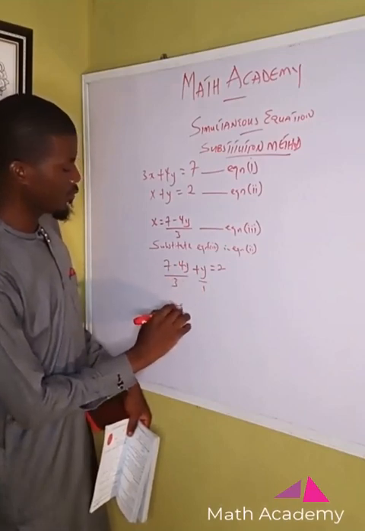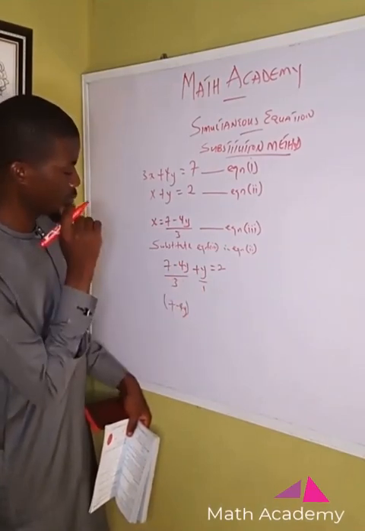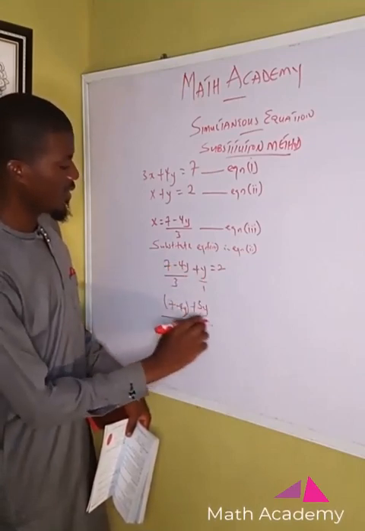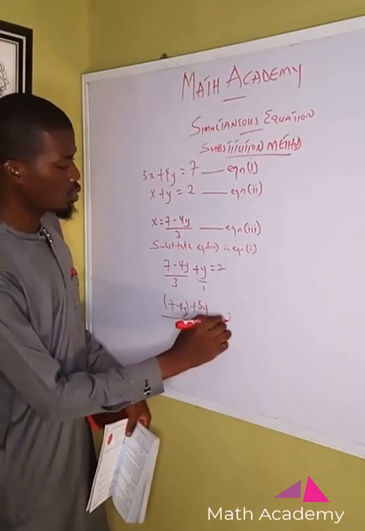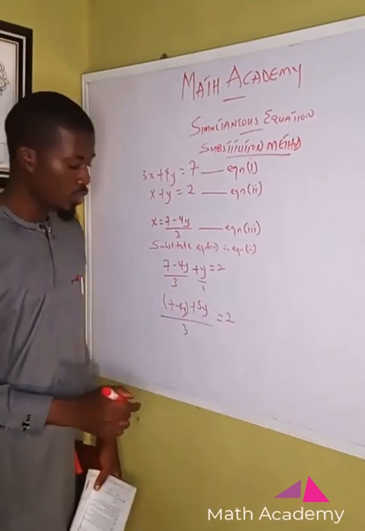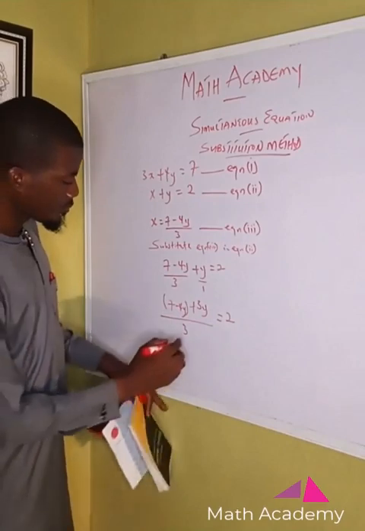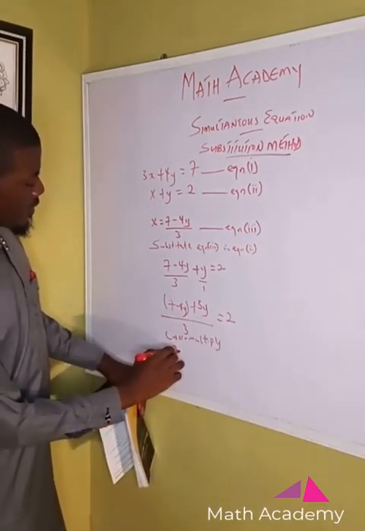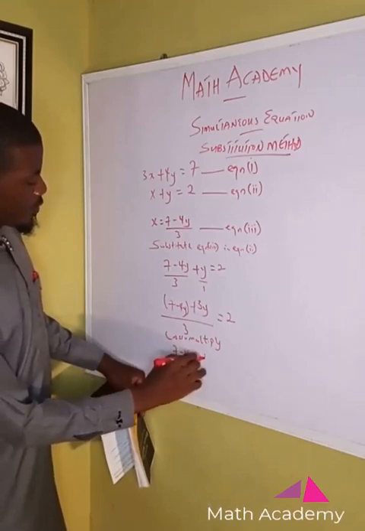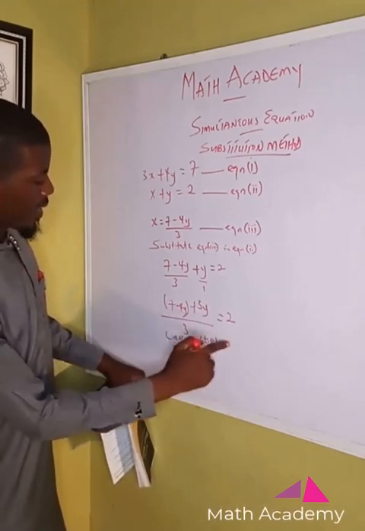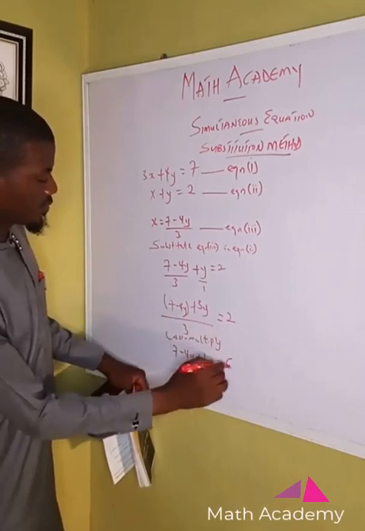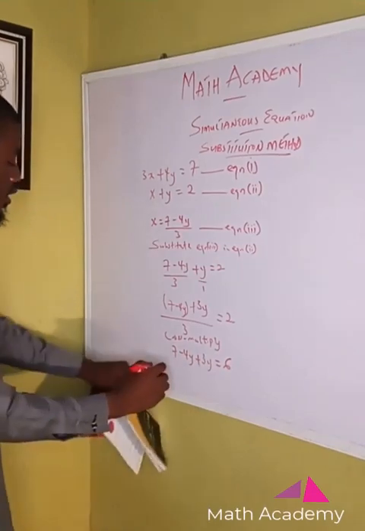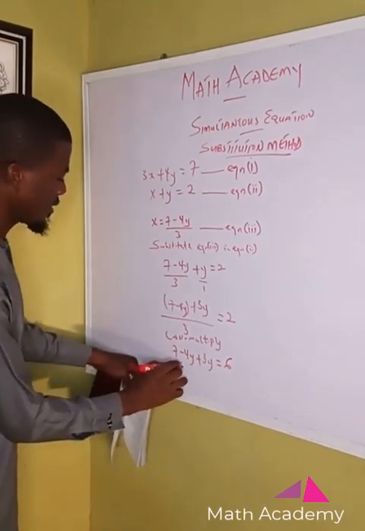Say 7 minus 4y. You can put it in brackets for it to be easier. Plus 3 times y is what? 3y, right? All divided by 3 times 1, which is 3, equals 2. What do you do when you have such a situation? You cross multiply, right? So you have 7 minus 4y plus 3y equals 2 times 3, which is 6. So what do you do? You rearrange, you collect like terms.